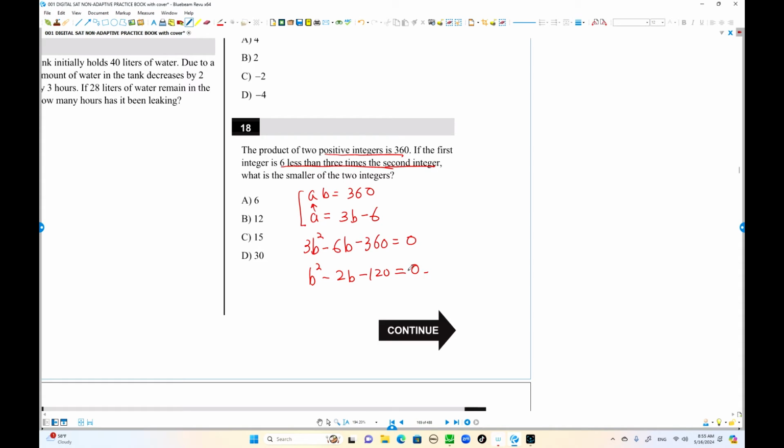Now we need to factor. Two numbers are what? 10 and negative 12, okay? So B minus 12 and B plus 10 equals 0. B is 12 and B is negative 10. Now, we're working with both positive numbers. So B is 12. What is A? Divide by 12, right? That is 30. You have two numbers over here. Which number is smaller? 12, okay? Choice B is the answer.